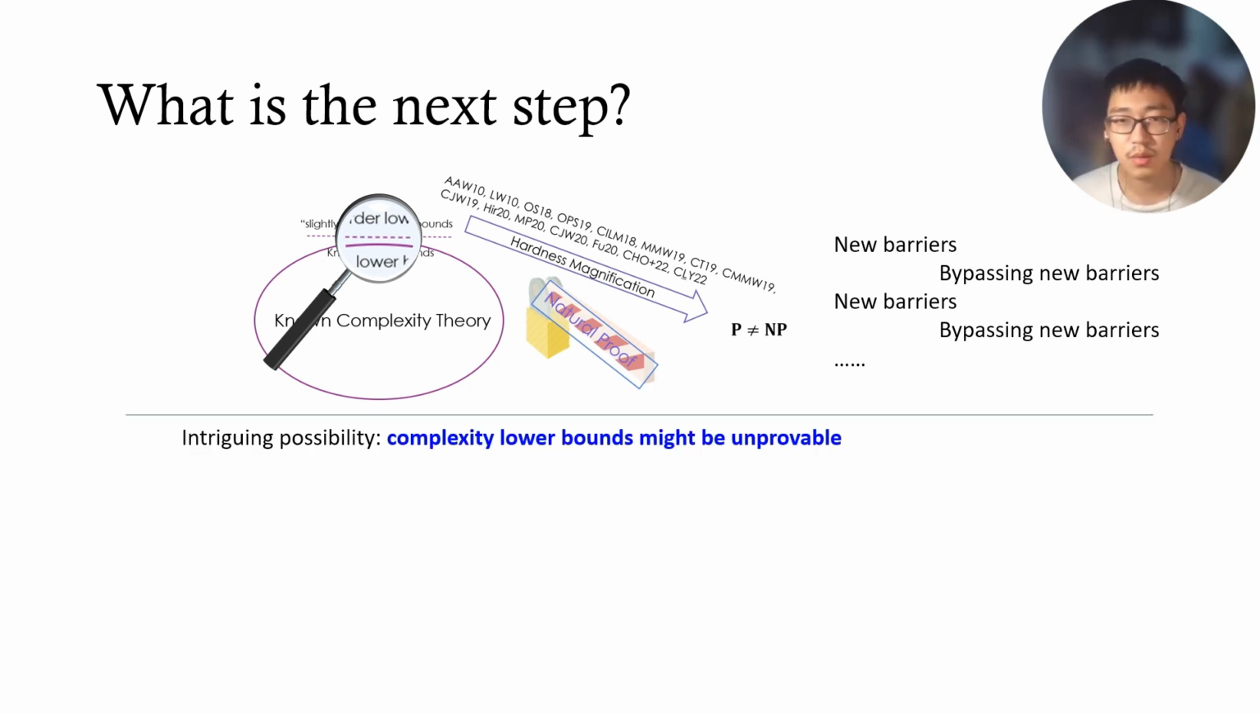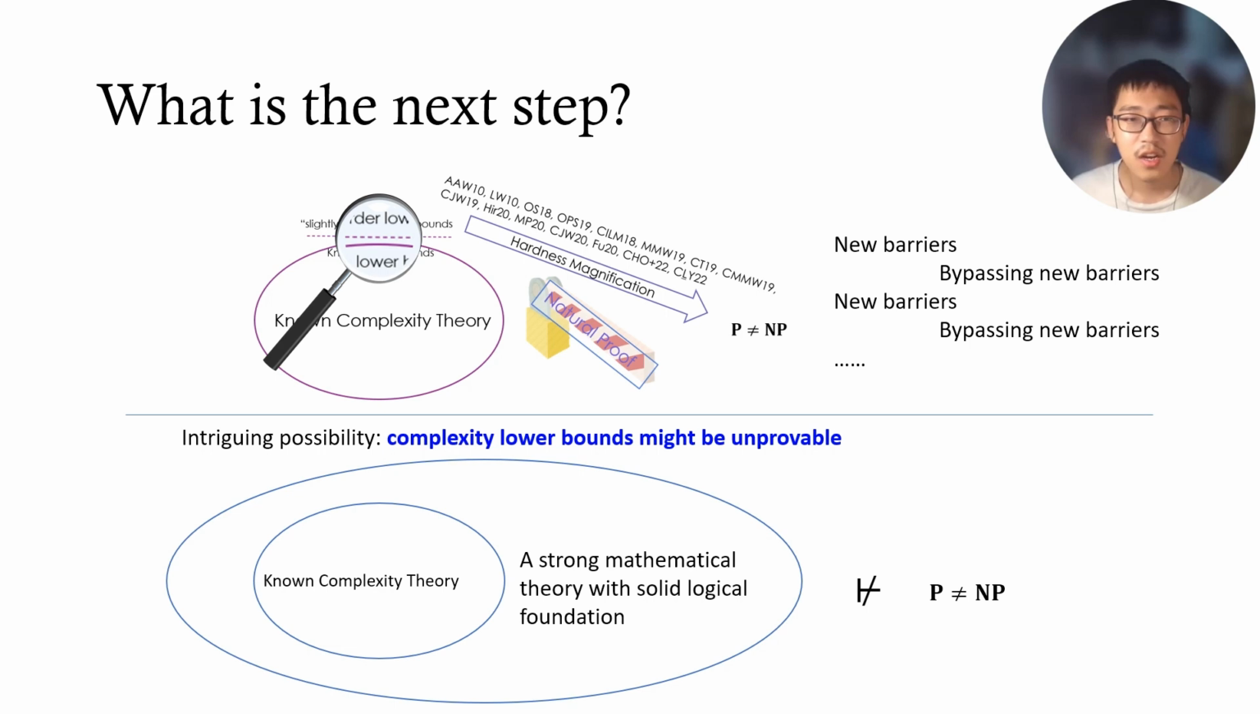But there is another direction which is also very interesting, which is that maybe complexity lower bounds are unprovable in some sense. We can probably develop a strong mathematical theory with a solid logical foundation that contains known complexity theory results, and formally prove that NP versus P cannot be resolved under this theory. So this is a principled approach to the unprovability of complexity lower bounds. This is today's topic, and our result improves the currently known results on this line of work.